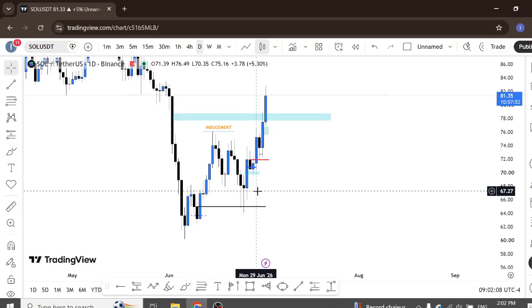Hello guys, in today's video we are going to talk about one of the trades that I took this week in Solana USDT on Binance, especially in Forex. So let's get into why I took this trade.